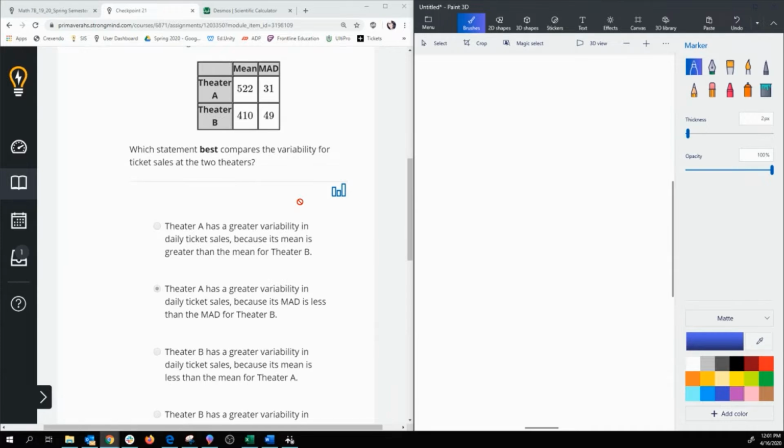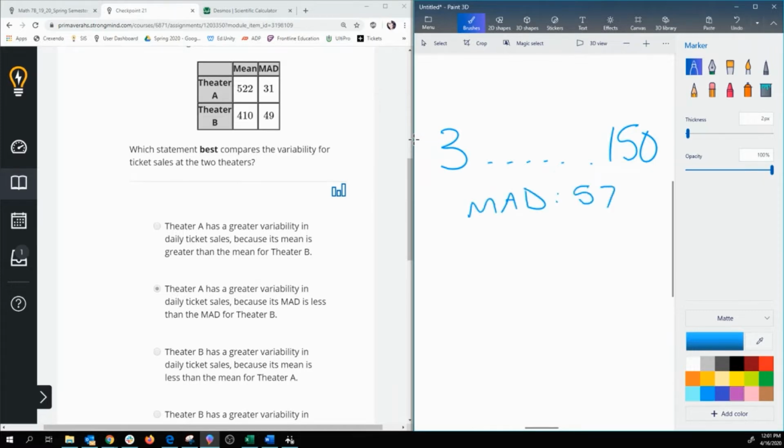The larger your mean absolute deviation, the wider your numbers are spread apart. Like say I had a data set that started at 3 and went all the way up to 150, and I have all these numbers in between. This mean absolute deviation could be something like 57 versus another data set that maybe started at 41 and went to 63. This mean absolute deviation could be something like 12. So the smaller your mean absolute deviation, the closer your starting and ending numbers would be in your data.